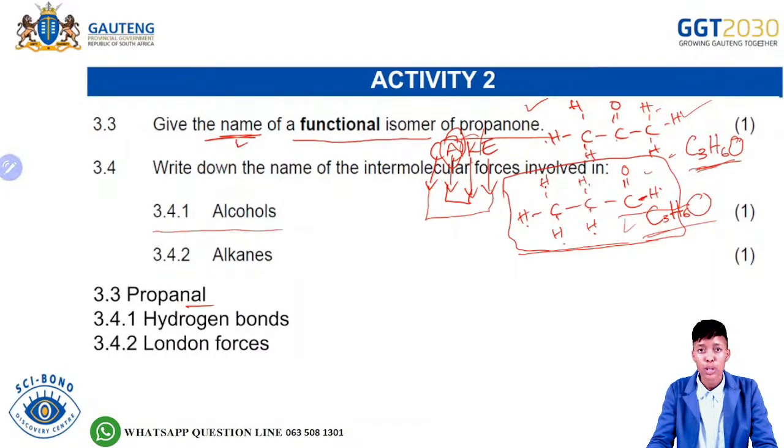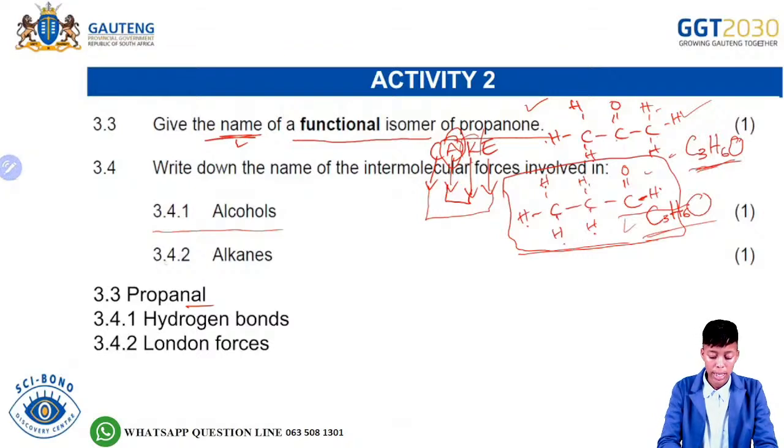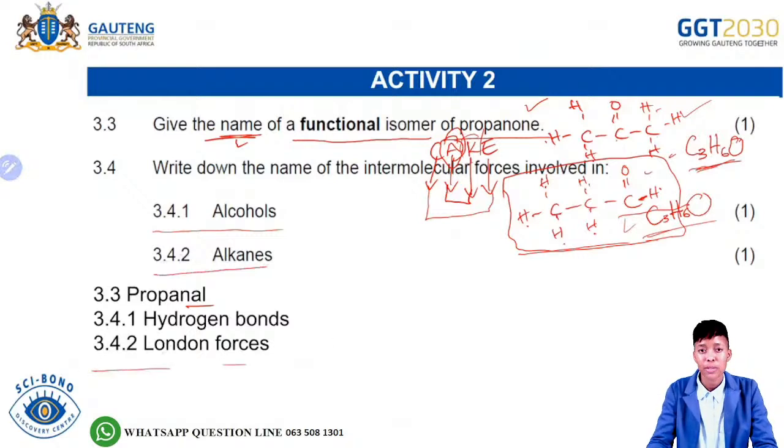Then 3.4.2, remember, London forces AAA. The first one under AAA is your alkanes. So our answer for 3.4.2 will be London forces.